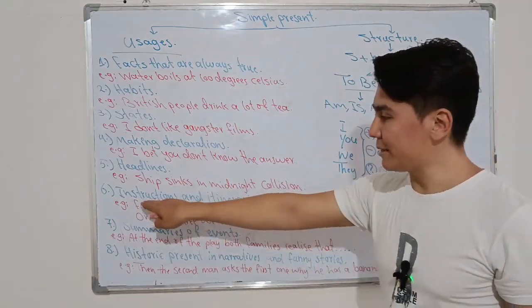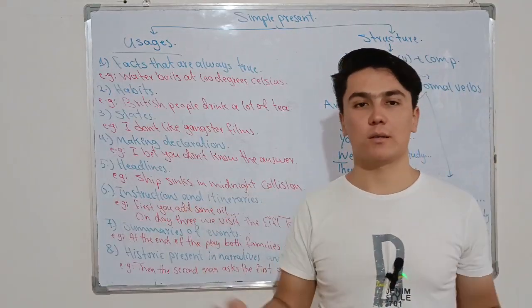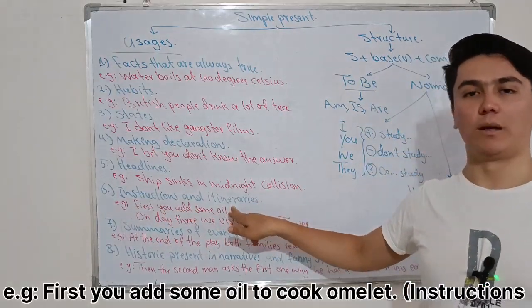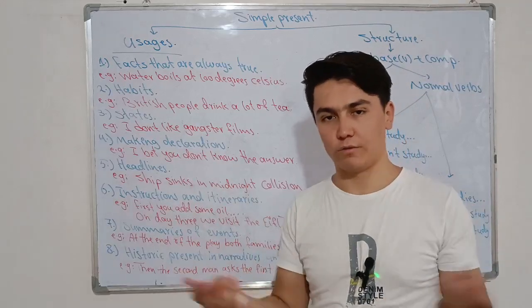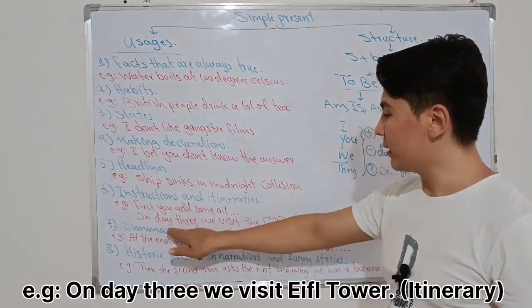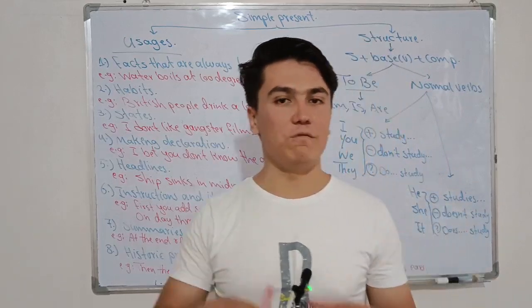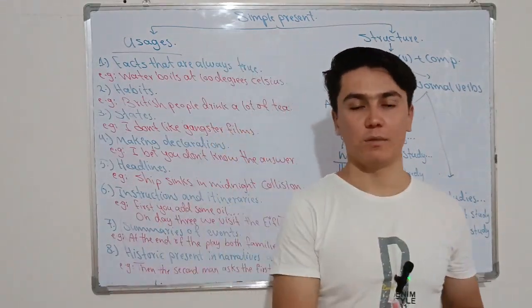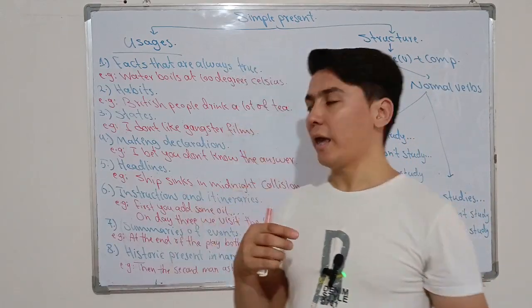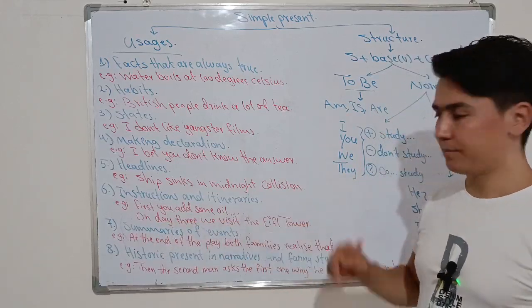So the sixth usage, instructions and itineraries. Instructions for cooking something, doing something, making something. For example, first you add some oil to cook, for example, an omelette, or rice. And then the itinerary, the example would be, on day 3, we visit the Eiffel Tower. It means that someone had gone on a trip and visited lots of places. The first day they did something different, the second day they went to other places, and on day 3, they visit the Eiffel Tower.